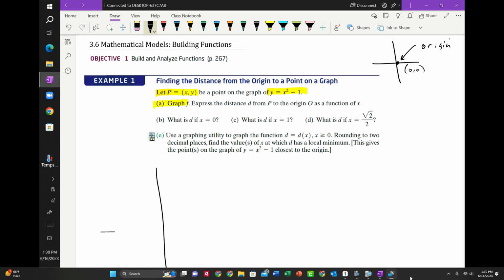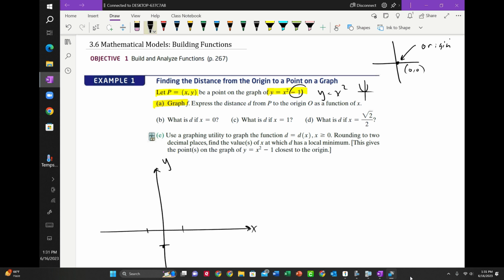So here's our x and y axes. If we had just y equals x squared, it would be a U shape going through the origin. What this minus 1 does for us, if we remember from our transformations, is drop our points by 1. It's going to slide everything down. Normally we would have been at 0, 0 as our vertex. Now we're going to be at 0, negative 1.